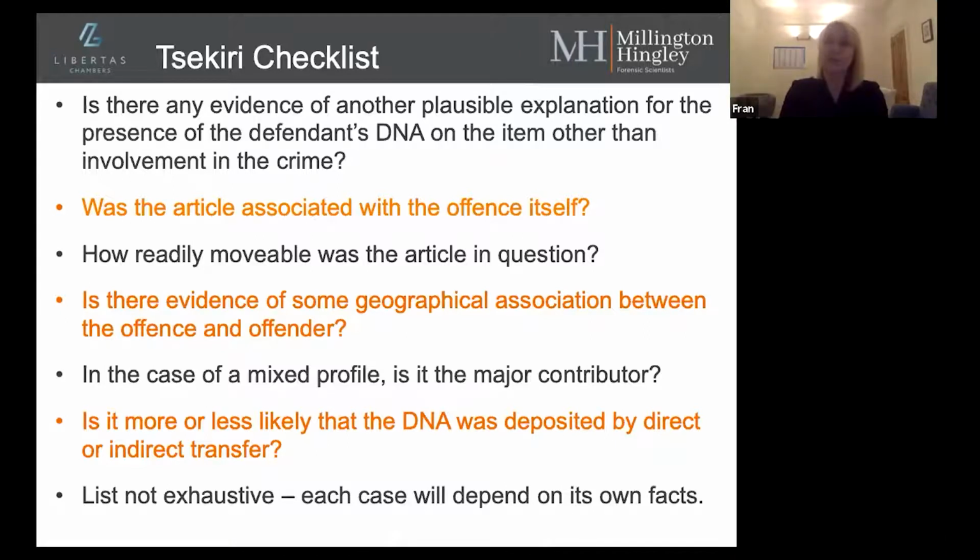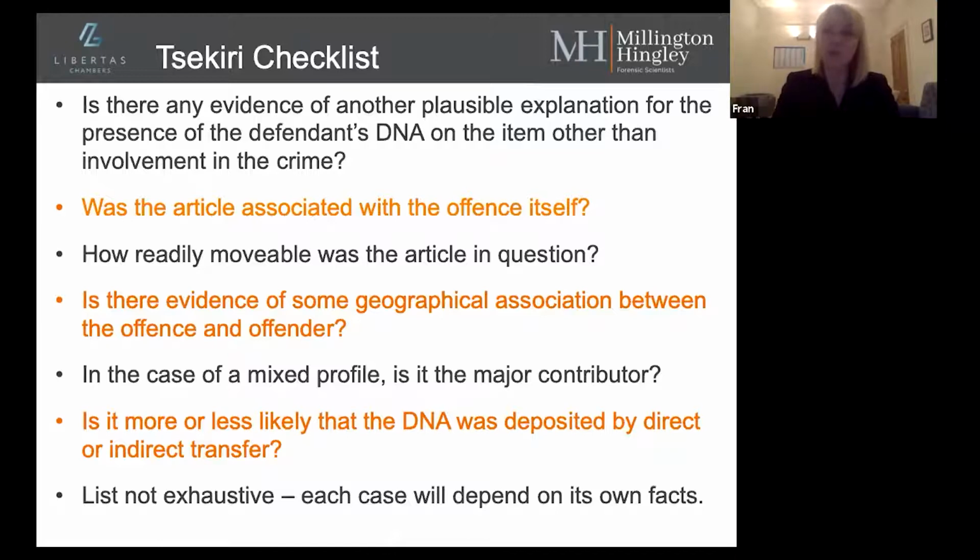The court also said it'd be important to look at how readily movable the item was. So DNA on a movable item, again, might have less probative force, again going back to the cigarette butt that we've just been talking about, but important in cases of drugs packaging and DNA on guns or a screwdriver or something of that nature. That's an important point to bear in mind.